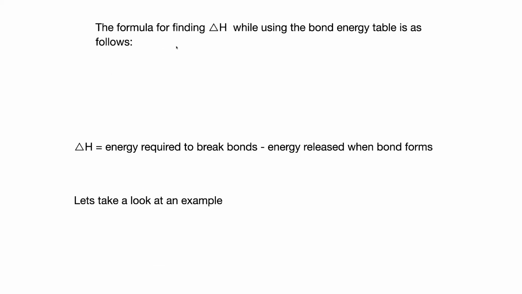So the formula for finding enthalpy while using bond energy is as follows. We've got enthalpy, delta H, is equal to the energy required to break bonds minus the energy released when bonds are formed. So what does this mean? Energy required to break a bond. If you look at an equation, we have our little arrows here. We have our reactants on the left, and we have our products.